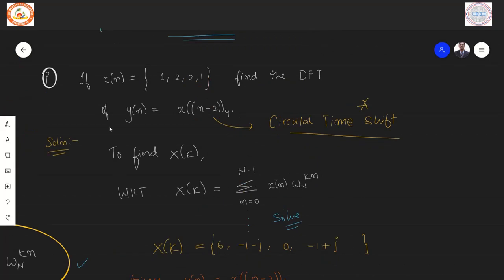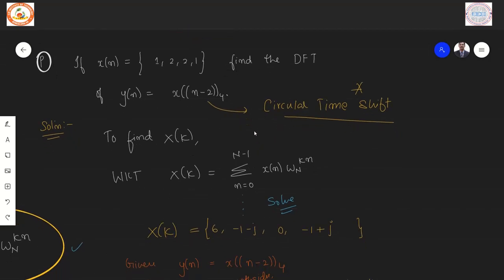Let's take up a simple numerical based on this property. If you are given a sequence x of n with the values 1, 2, 2, 1, find the DFT of the sequence y of n, which is equal to x of n minus 2 mod 4. Clearly, y of n is obtained from x of n by performing a circular time shift, and since we are interested in finding the DFT of y of n, we have to apply the property called the circular time shift property.